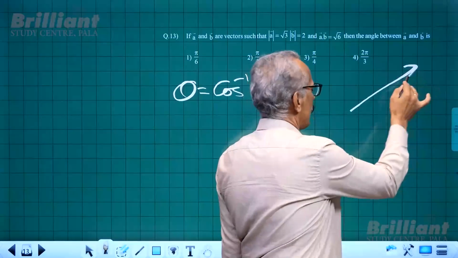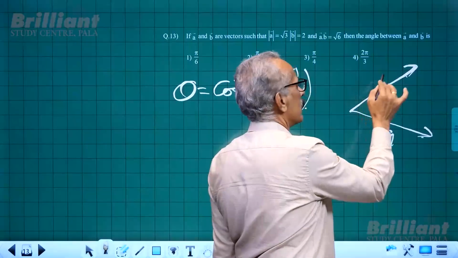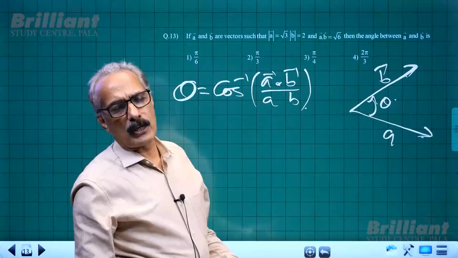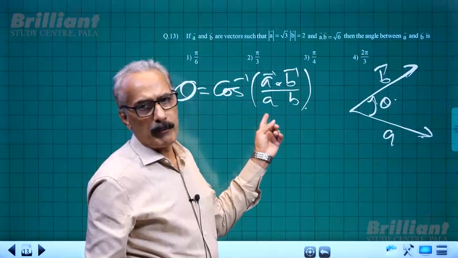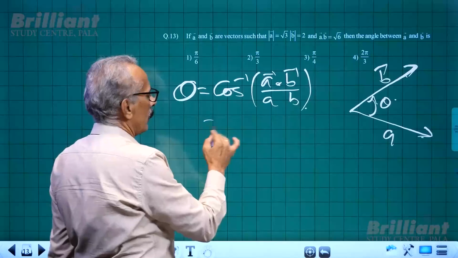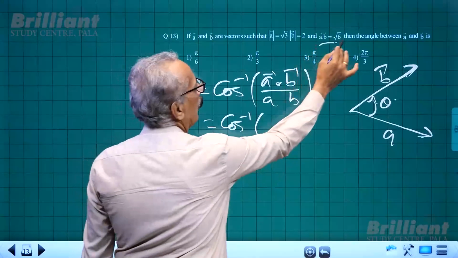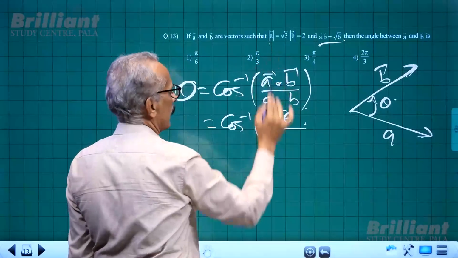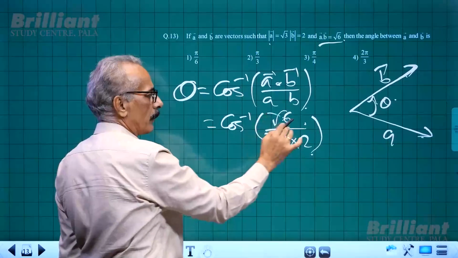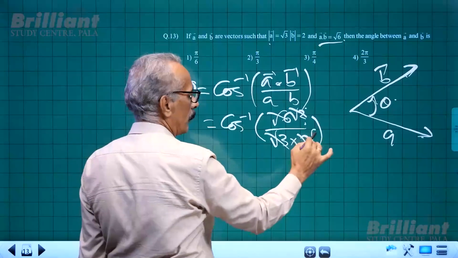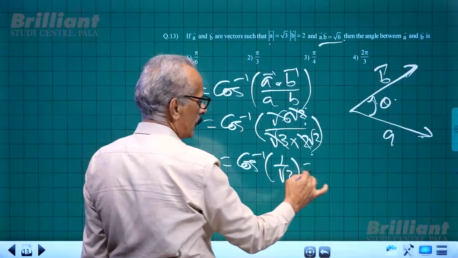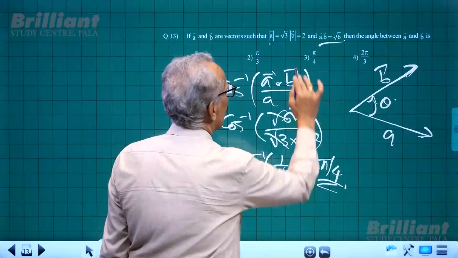Here is one vector A, and this is the other vector B. This angle is theta. So A dot B is equal to AB cos theta. Cos theta is equal to A dot B by AB, or theta is equal to cos inverse of A dot B by AB. A dot B is given as root 6, modulus A is root 3, modulus B is 2. When you simplify, this will become root 2 and this is cancelled. So this will become cos inverse of 1 by root 2, that's equal to pi by 4. Your answer is pi by 4.